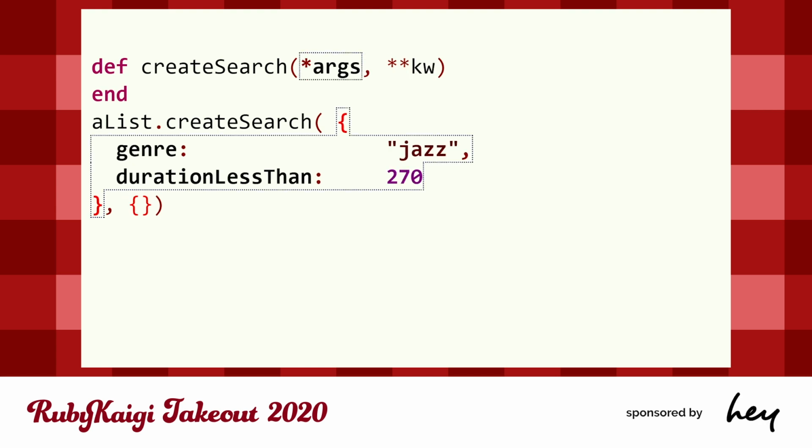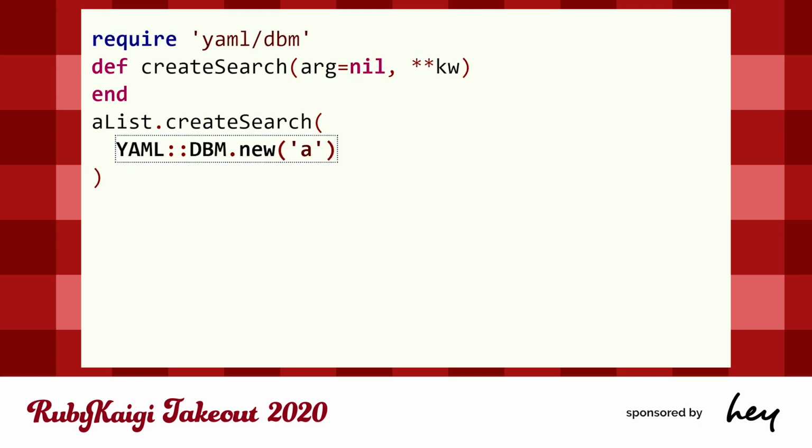allowing the preceding hash to be treated as the optional argument or the member of the splat array. Now, the keyword argument issue didn't just affect literal hashes, but any object that is implicitly converted to a hash. So let's say you passed an instance of YAML DBM. This class is included in the standard library.